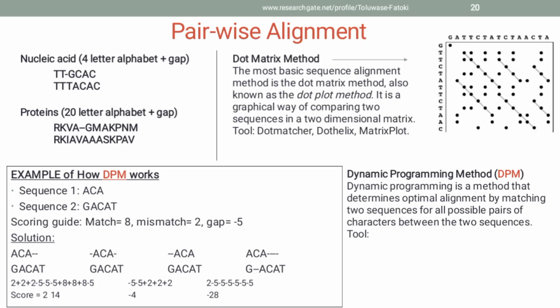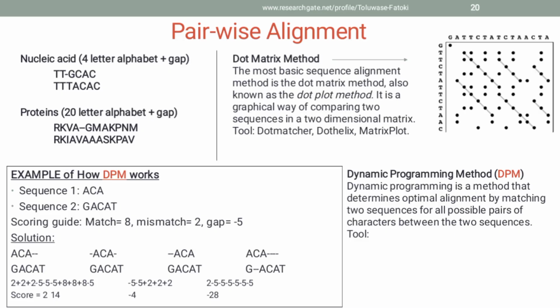The second method for doing pairwise alignments involves what we call the dynamic programming method, DPM. It's a method that determines optimal alignments by matching two sequences for all possible pairs of characters between the two sequences. That is, it doesn't just say, okay, this one matches, and put dots. It finds different combinations of aligning the two sequences and then determines the one that has the optimum positive value.